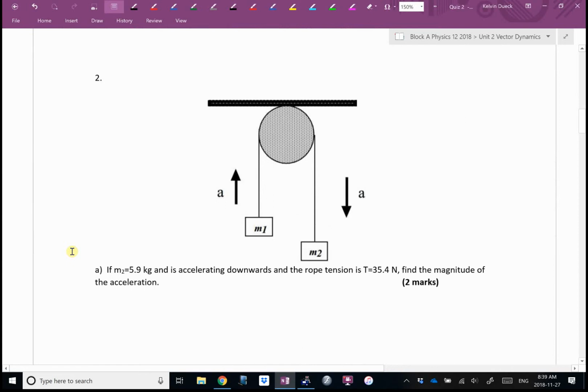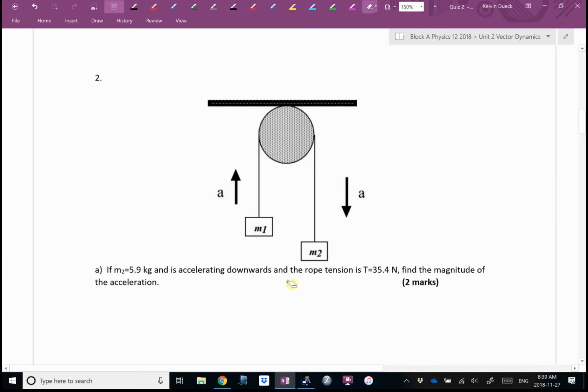Number 2. Accelerating downwards. Oh, they even put the accelerations in the picture for me. That was quite clever of them. And the rope tension is 35.4. In the question we did in the homework, I gave you the acceleration. Here I gave you the tension, but it's going to be the same procedure.